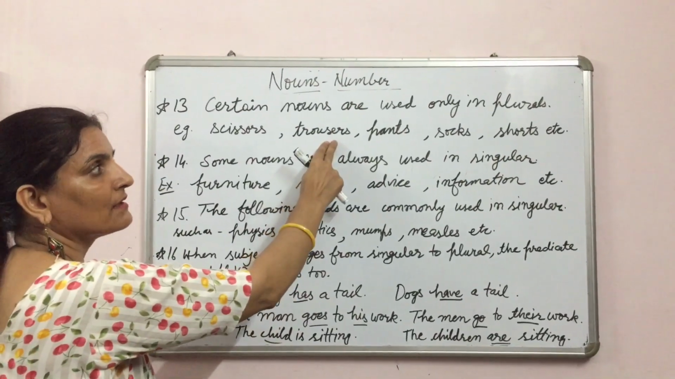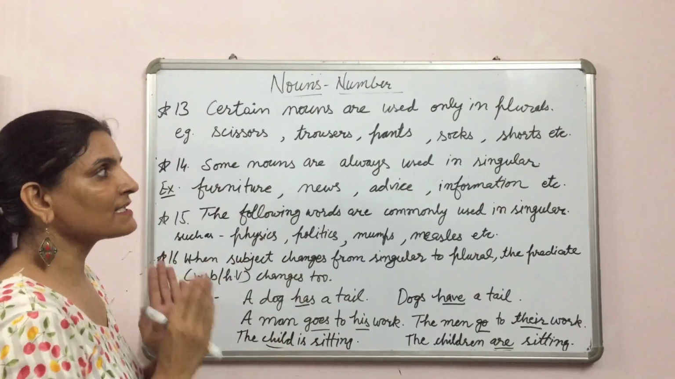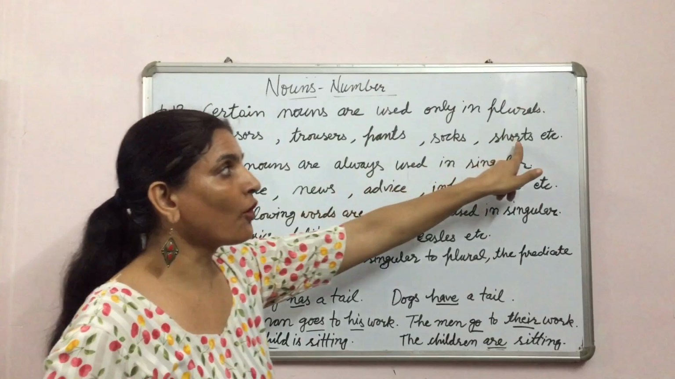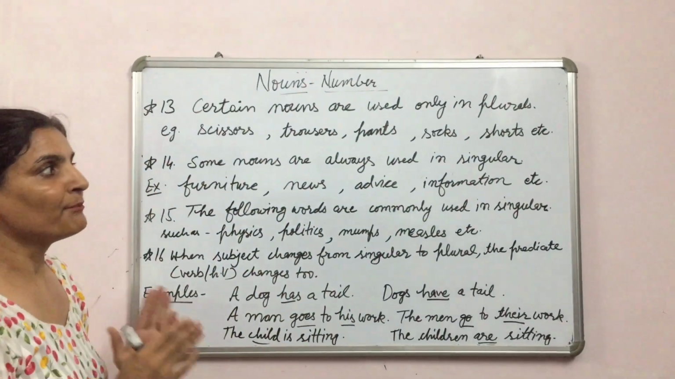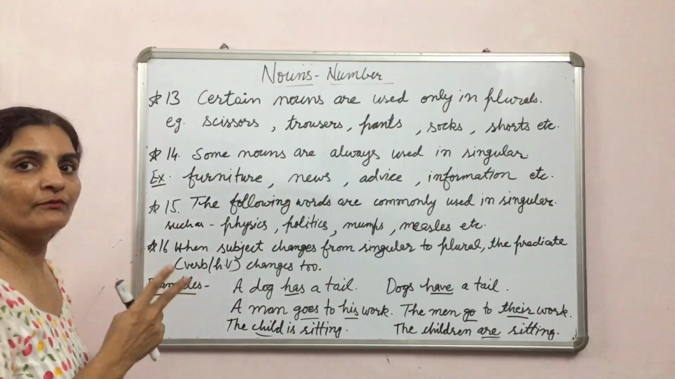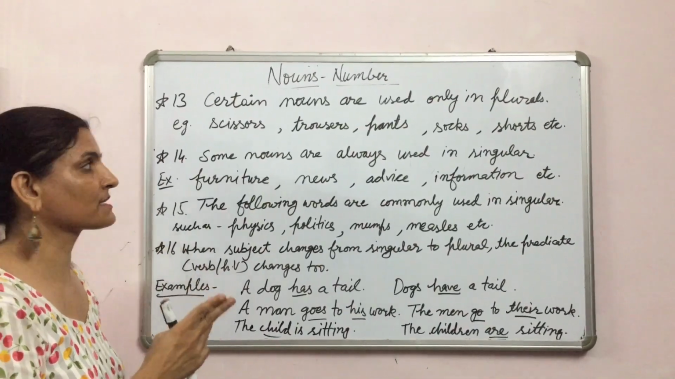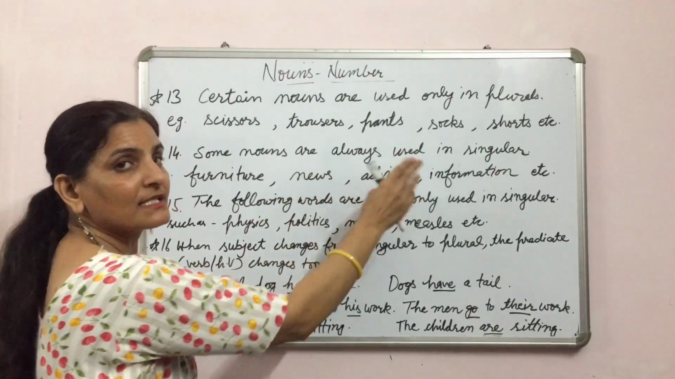Scissors. Trousers. Pants. Some say, give me pant. This is not correct. Pants. Socks. Shorts. Spectacles. These are used in plural forms, not in singular forms. Or we can say tongs. It is not tong. Tongs.